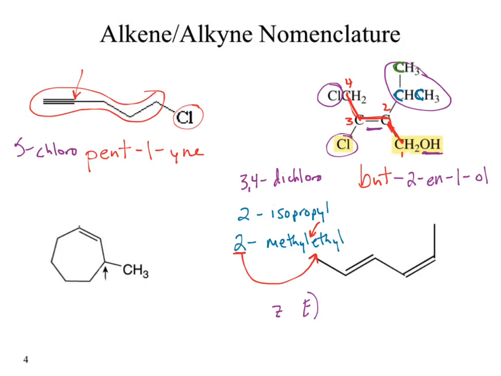So what would the name be? 3,4-dichloro-2-(methylethyl)-but-2-en-1-ol. You start with the chloro in our substituent list because C comes before E. So we have the 3,4-dichloro, 2-methylethyl, but-2-en-1-ol. And the cis trans.